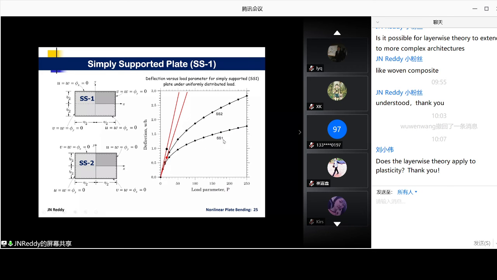So you can see SS1 is much stiffer than SS2. So you understand the stiffness of a structure not only comes from the material, but it also comes from the thickness of the plate and the way you support the boundaries or edges. So SS1 is a stiffer type of boundary condition than SS2, as you can judge from the result here.